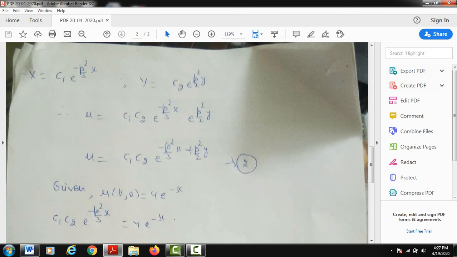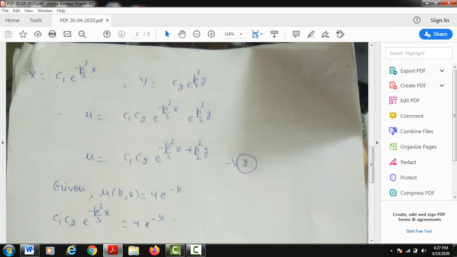The given condition is u(x,0) = 4e^(-x), which means I will put y = 0. You can see here u(x,0), so you will take y = 0 in the second equation. If I put y = 0, I have c1c2 e^(-p²x/3) + 0 = 4e^(-x).